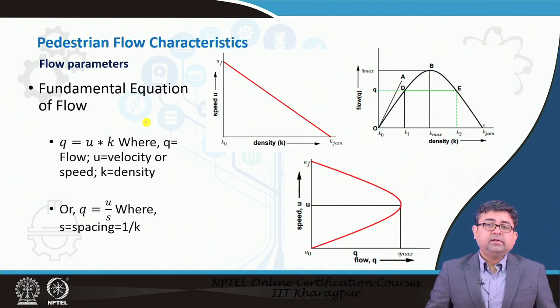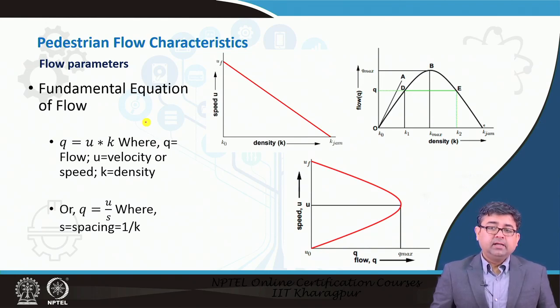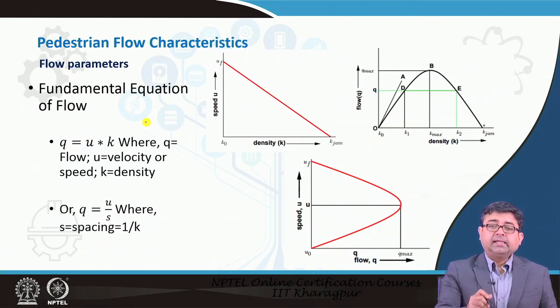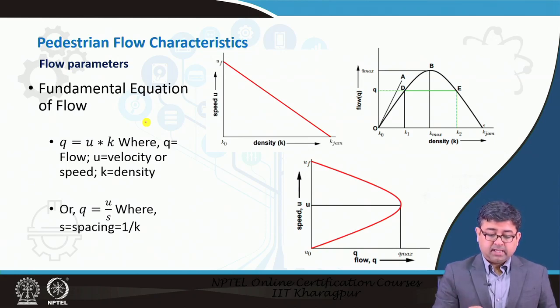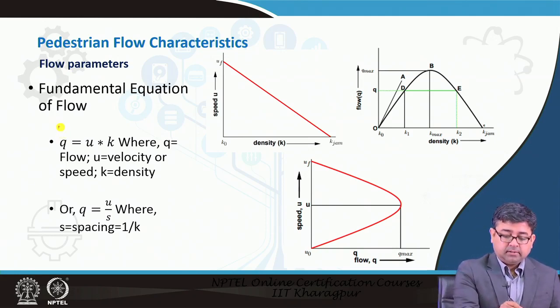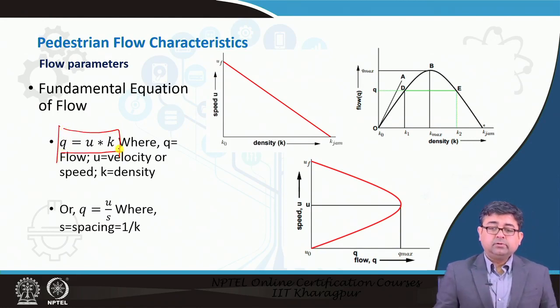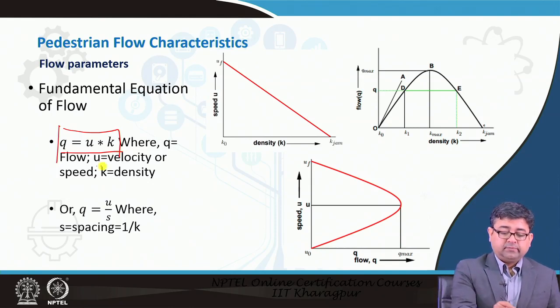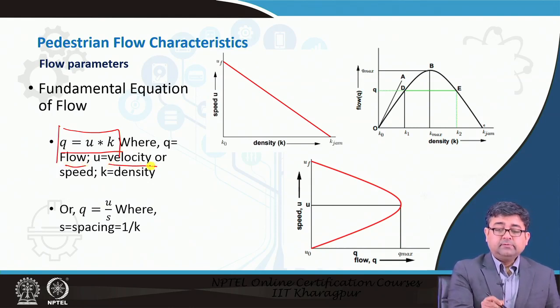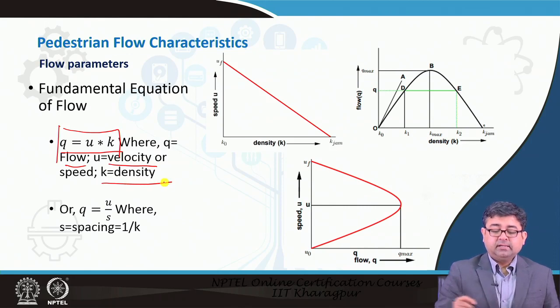Now, in the last lecture, we introduced you to the basic three diagrams of flow parameters that are very fundamental to any traffic movement, and these are borrowed from motorized vehicular movement, but they can be applied in case of non-motorized and pedestrian transport as well. So, if you recall, the basic equation is Q is equal to U times K, where Q is the flow, U is the velocity or speed, and K is the density.